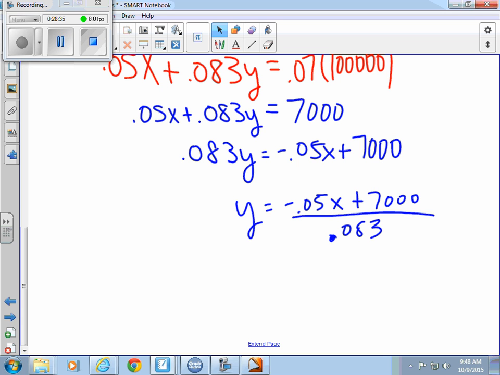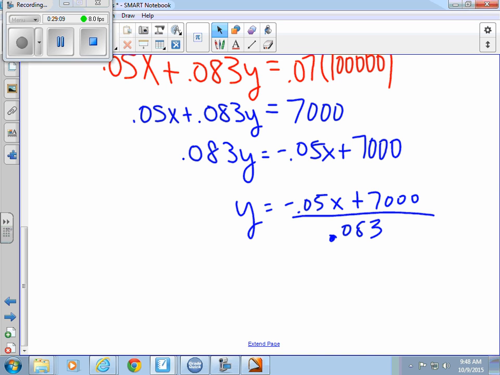Again, elimination would work great. You don't have to use the calculator. Some of you will prefer elimination because you don't have to worry about setting your window. I just want you to know that you have options. And what was that top equation? Negative x plus 100,000. Make sure you get the right amount of zeros in.